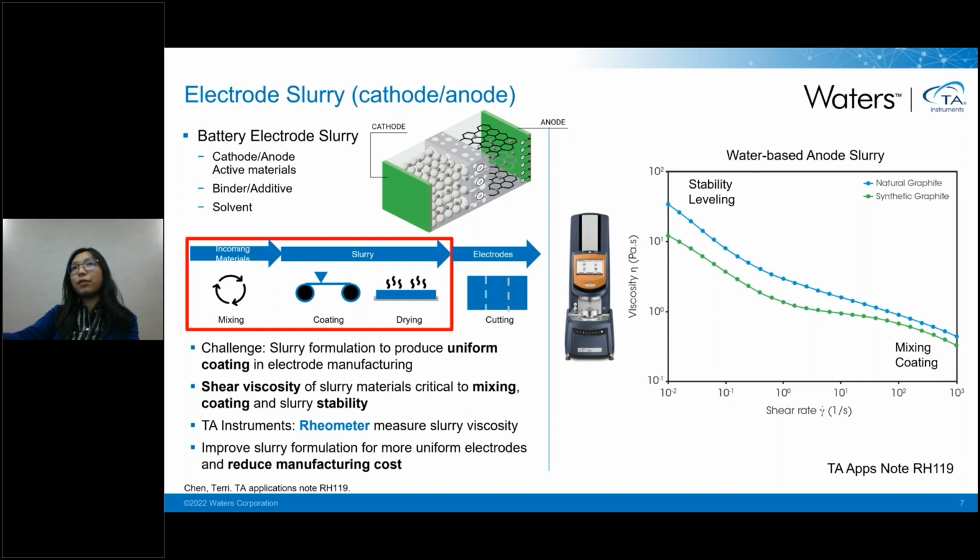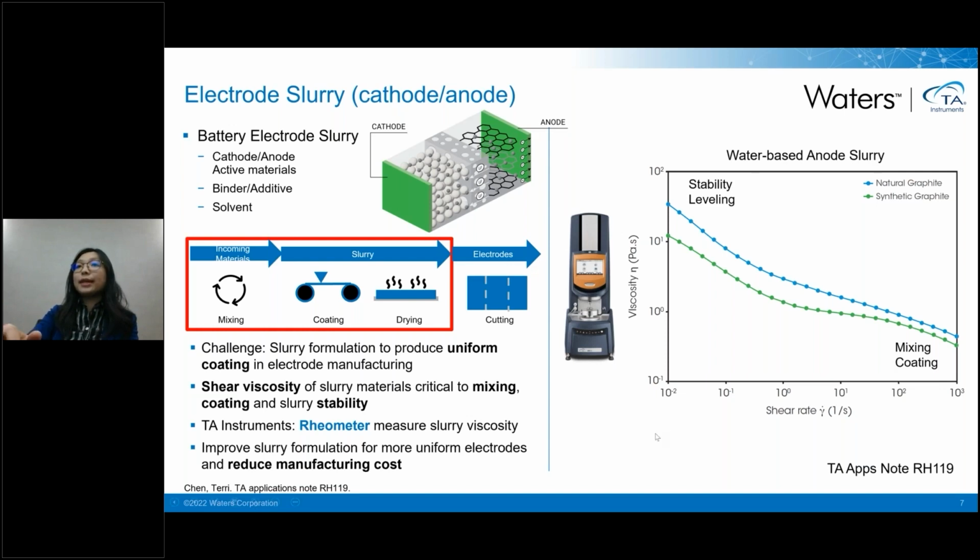In the figure on the right, you can see the viscosity of a water-based anode slurry material. There are two formulations there, one with natural graphite and one with synthetic graphite. The high shear rate viscosity gives you an idea of the slurry mixing and coating performance. Typically you want a lower high shear rate viscosity value, which allows better mixing and easier coating onto the collector.